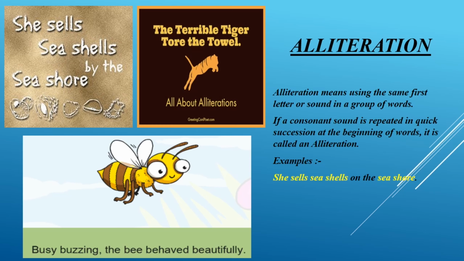Second example, the terrible tiger tore the towel. Here you see there is a continuous repetition of the consonant letter T in terrible, tiger, tore and towel. So again the figure of speech will be an alliteration. Busy buzzing, the bee behaved beautifully. Here you will see or notice that there is a continuous repetition of the consonant letter B. Hence, here too, the figure of speech will be an alliteration.